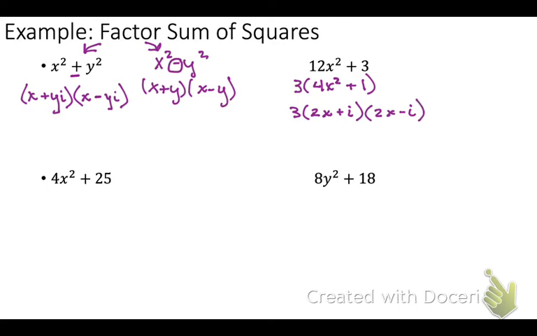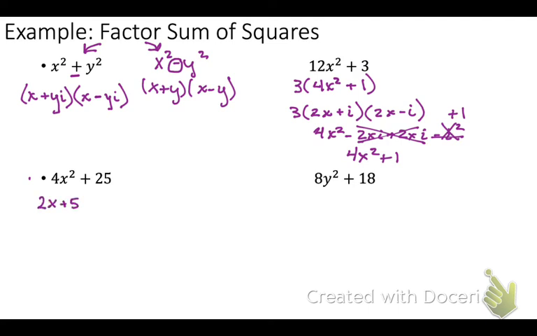And if I FOIL this out, I'm going to FOIL it out and prove it to you. I have 4x squared minus 2xi plus 2xi minus i squared, which is minus negative 1, so plus 1. So I have 4x squared plus 1. See that? Okay. So 4x squared plus 25 is 2x plus 5i and 2x minus 5i.